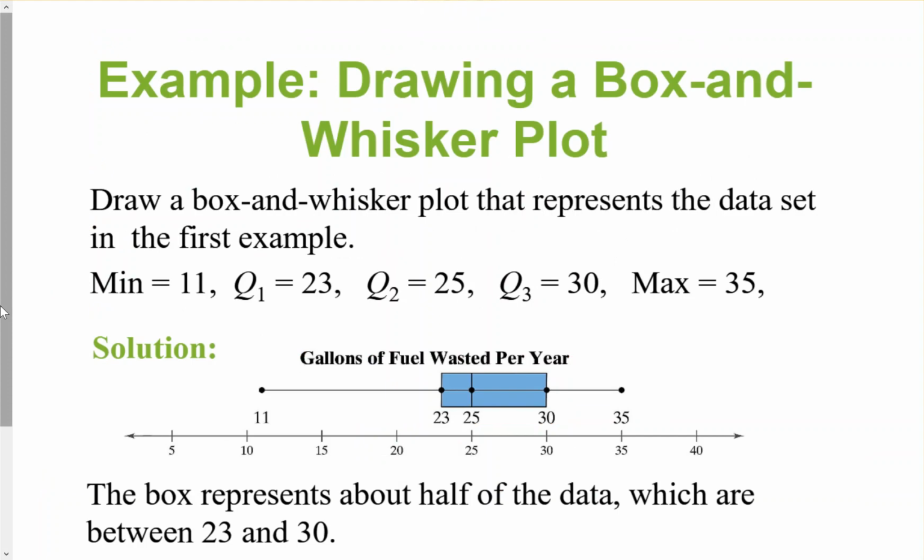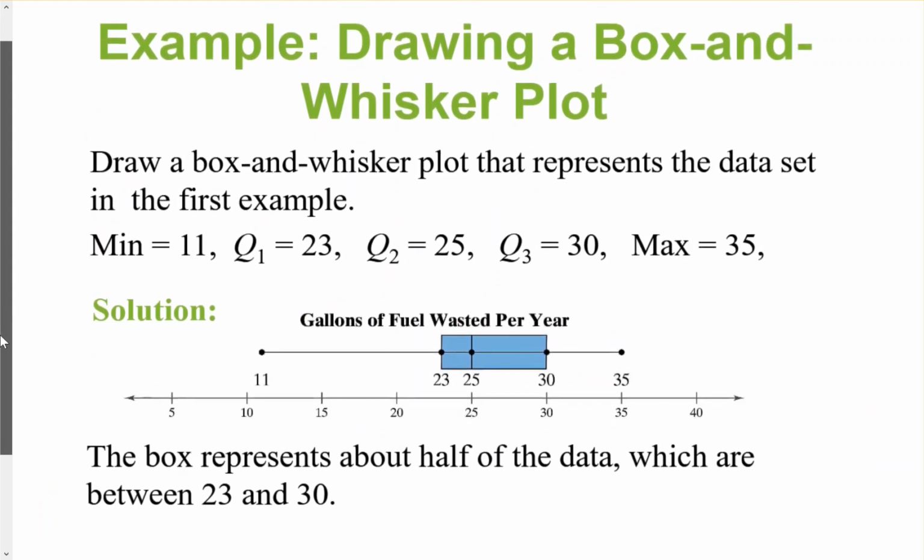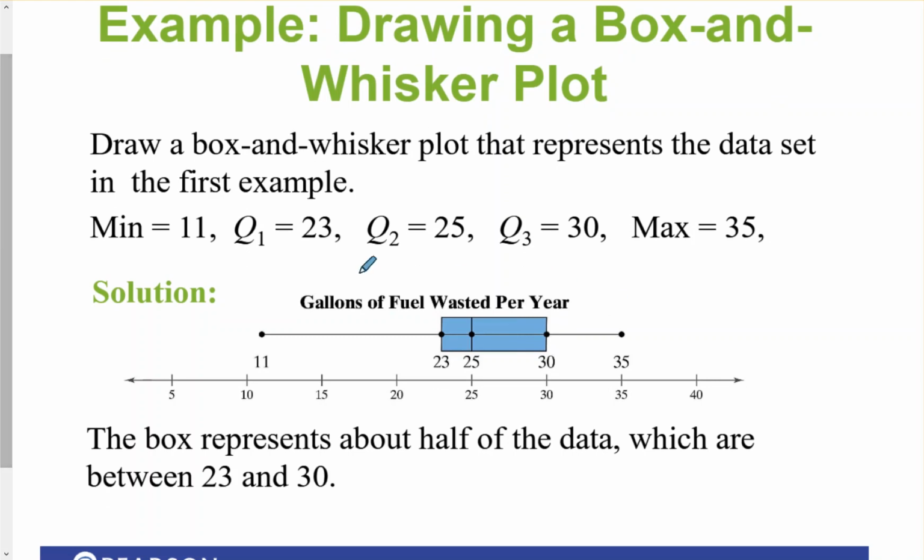Okay, example from the first example. So this was what a typical box and whisker plot would look like from our first example. Our minimum is graphed, maximum is graphed, Q1, Q3, and then Q2 is the median. The box represents about half the data, which are between 23 and 30. And that's a good way to remember it, right? The box in the box and whisker represents about half the data.